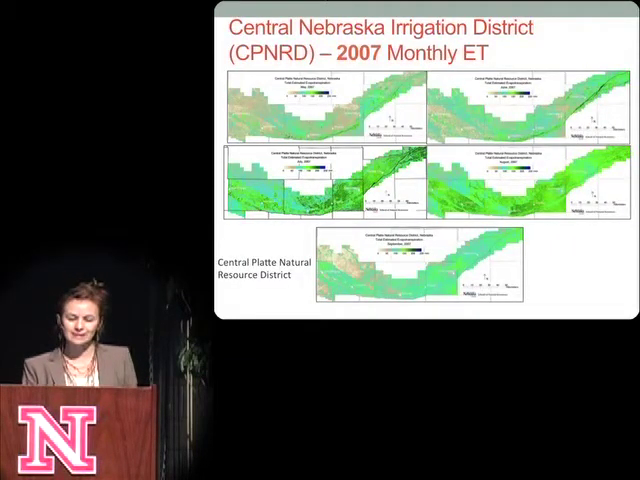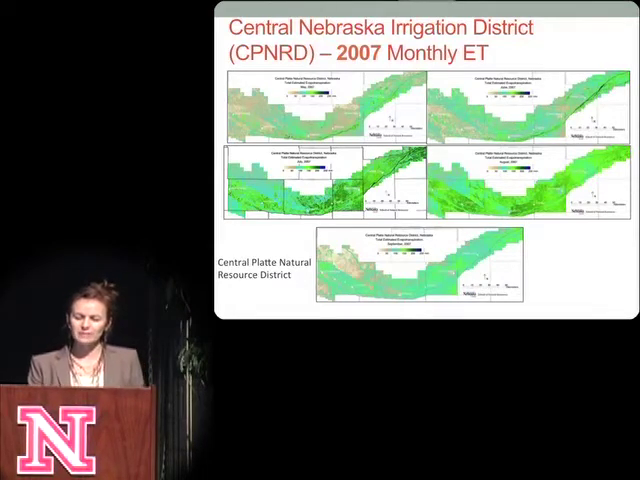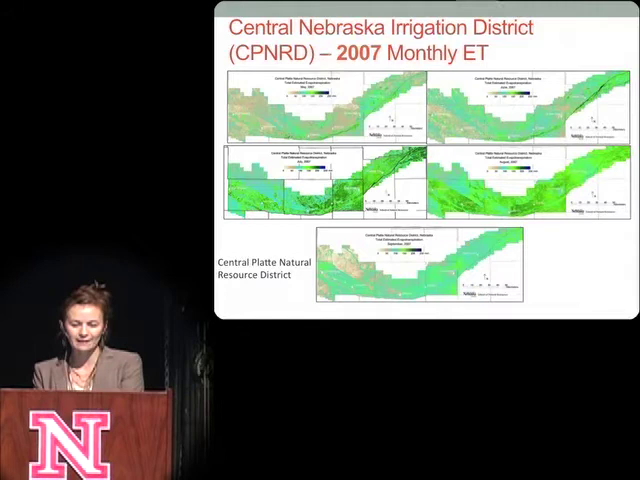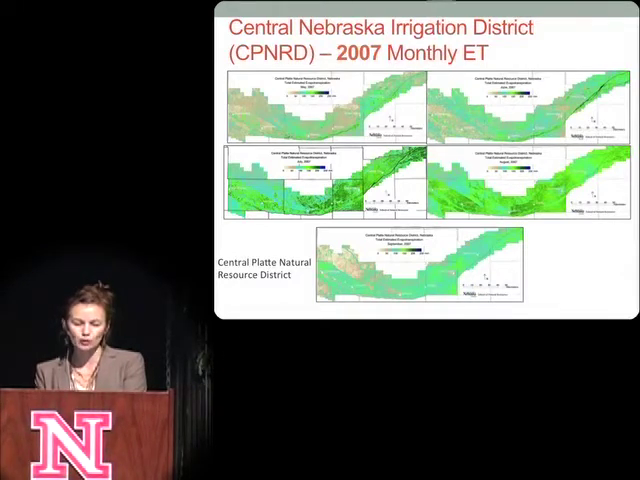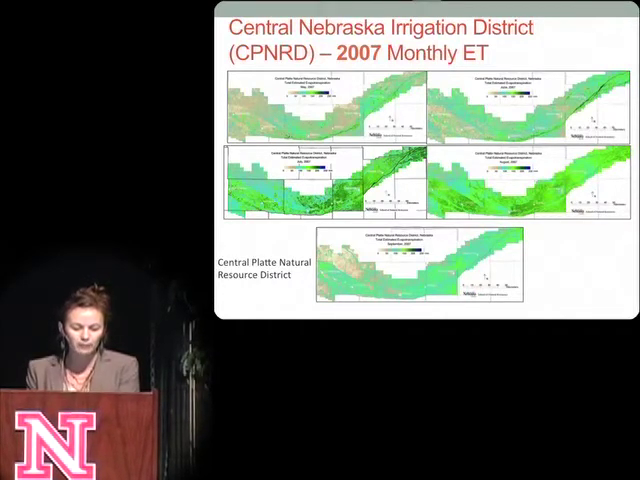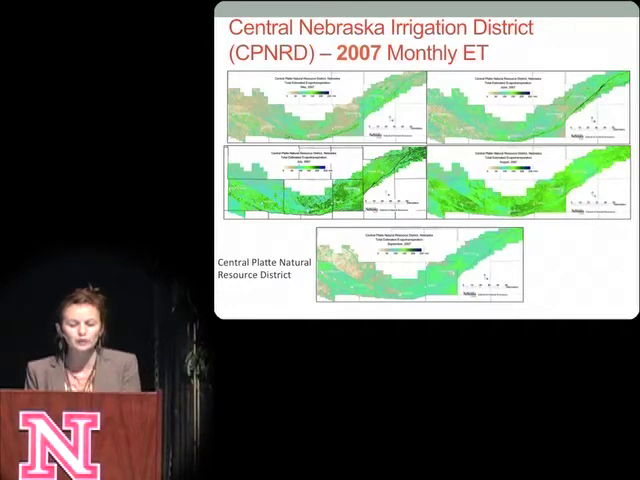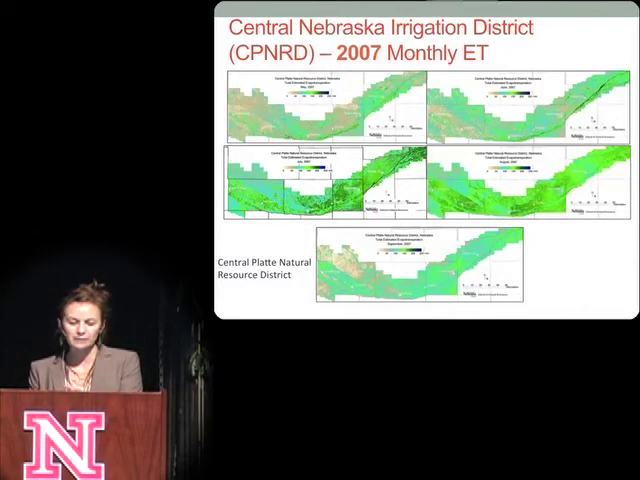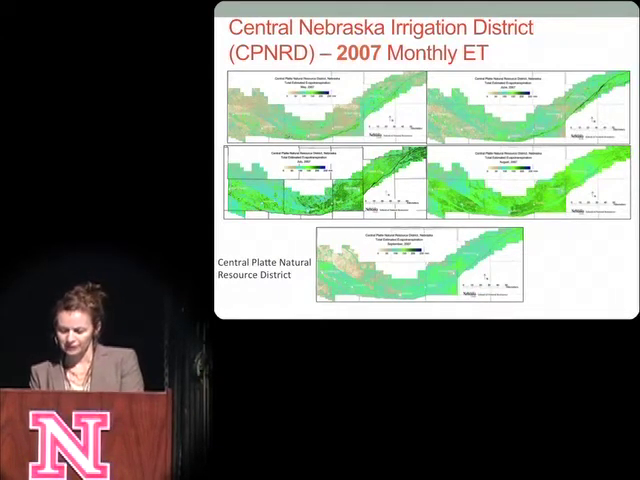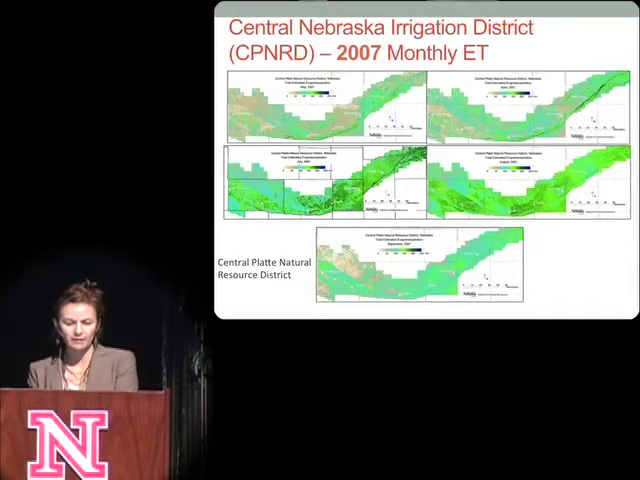Here, we did 4 years of image processing for Central Platte, showing, for instance, the 2007 ET maps total for the NRD district. Again, it tells you where the water is being used, and then you look at how much has been used. Go back to July: we have almost over 200 millimeters of total ET per month from these irrigated lands. And then there's the timing of the irrigation, so we can get a lot of information.